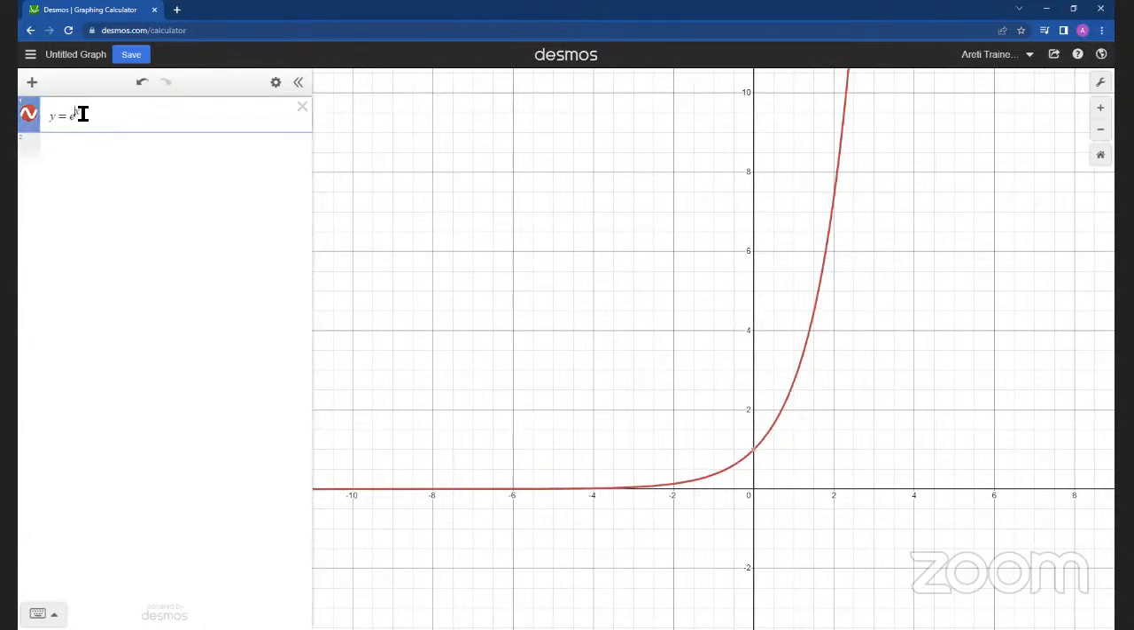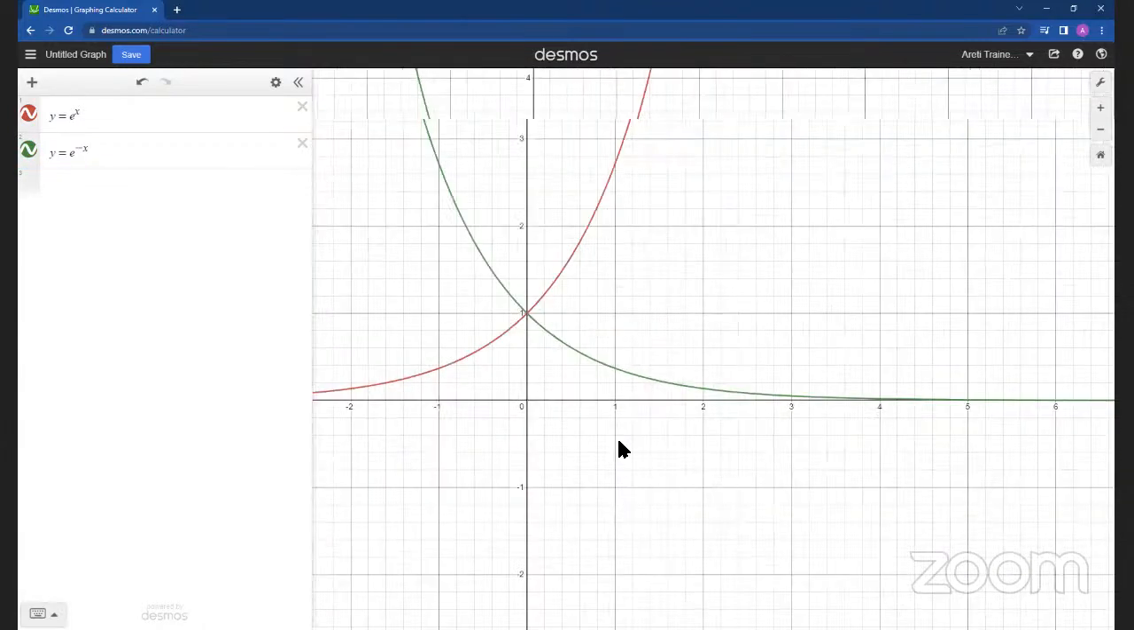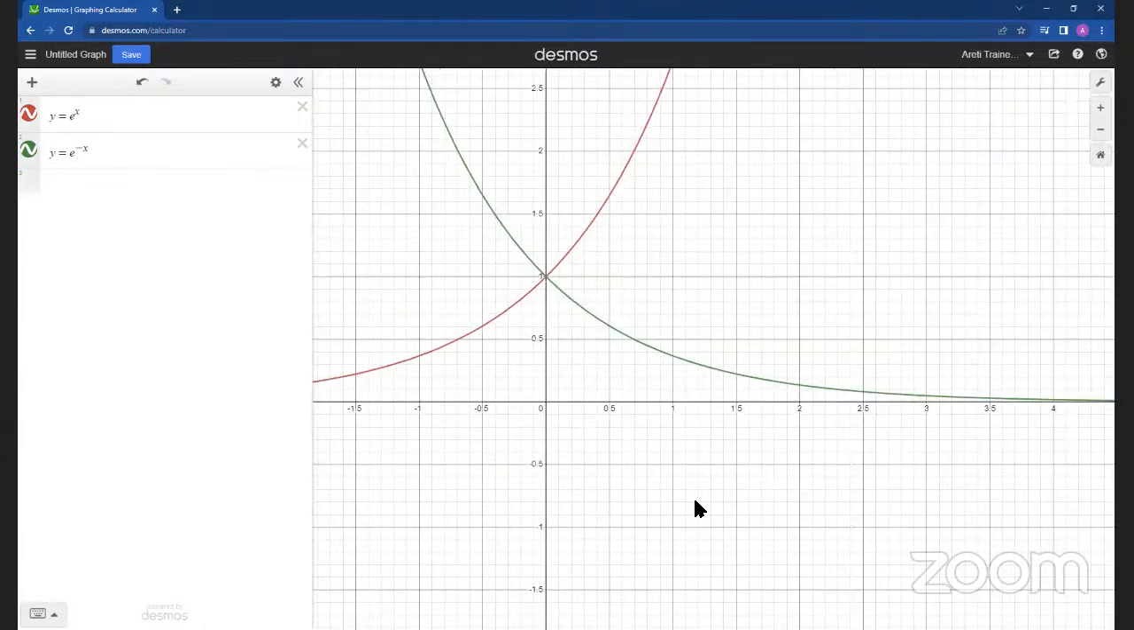Now, what happens when I copy it and put, instead of x, minus x? Any guesses before I do it? What happened to the graph? It flips. In what way in your head? I'm not sure, but that's how it flips. About the y-axis.